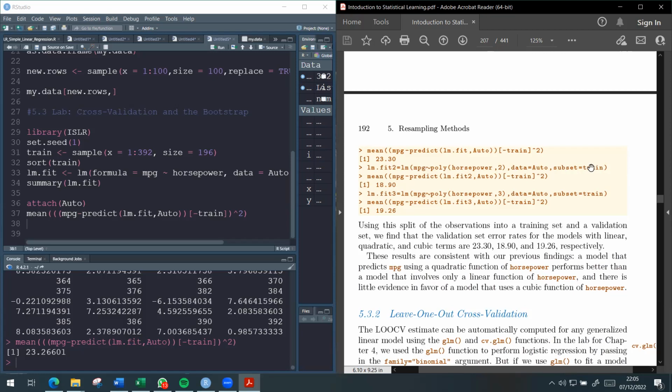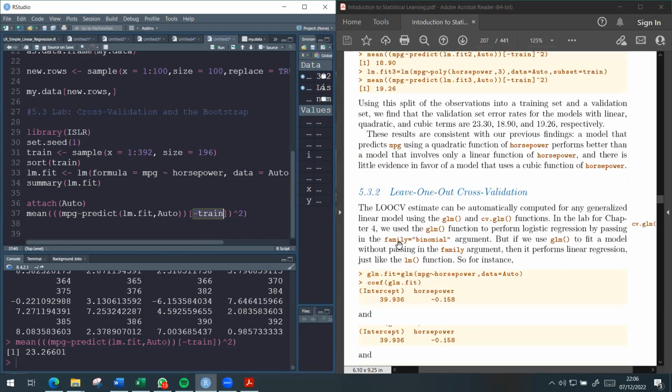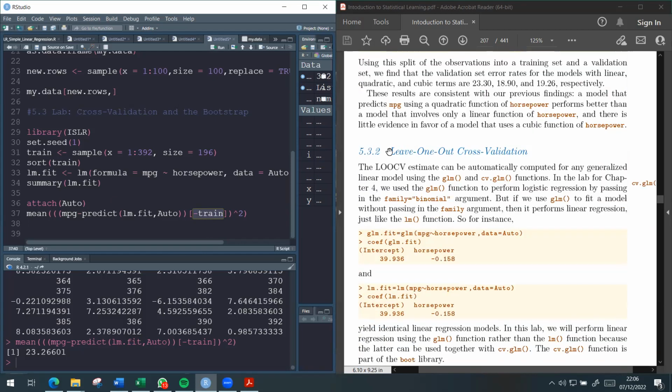Okay, so unfortunately, we didn't get the exact numbers that they have, but at least hopefully we understand the principles. Although it would be nice if we got to the bottom of why this isn't working. And now we're going to move on to the leave one out cross validation. This can be automatically computed, so we don't need to write all that code that we wrote last time, for any generalized linear model using the GLM and the CVGLM functions.